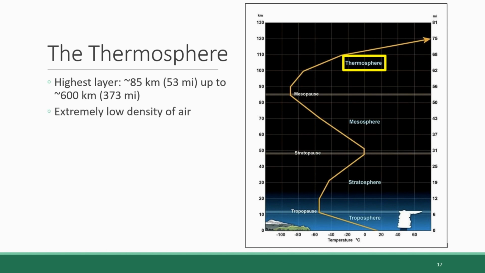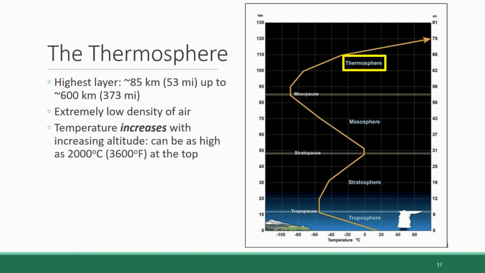The thermosphere has an extremely low density of air, and its temperature gradient looks like the one that we saw in the stratosphere. Again, we can see that that yellow temperature line is zigzagging back to the right again. As you go up, the temperature increases. And this is because this layer is just so exposed to the sun that the highest particles capture the most heat. At the highest part of the thermosphere, the temperature of the individual air particles can reach 2,000 degrees Celsius, which is the equivalent of 3,600 degrees Fahrenheit.